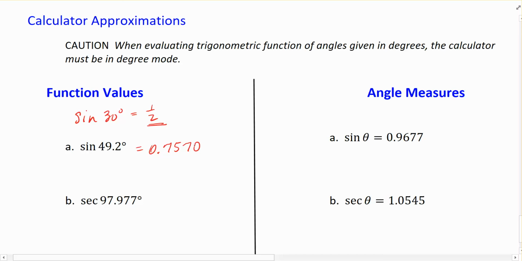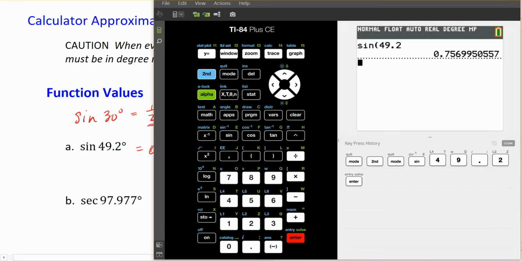Now, what about the secant of 97.977? If I come over here, notice that on my calculator I don't have buttons for anything but sine, cosine, and tangent. Even the inverse sine, inverse cosine, and inverse tangent that you see raised above the big buttons are not secant, cosecant, and cotangent. So what are we going to do? We don't have a button for it on the calculator.